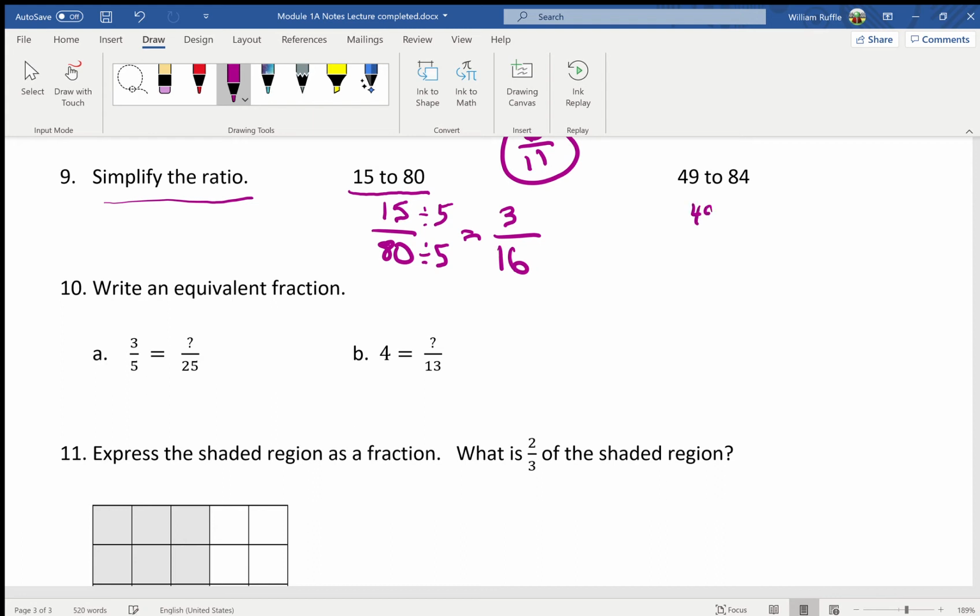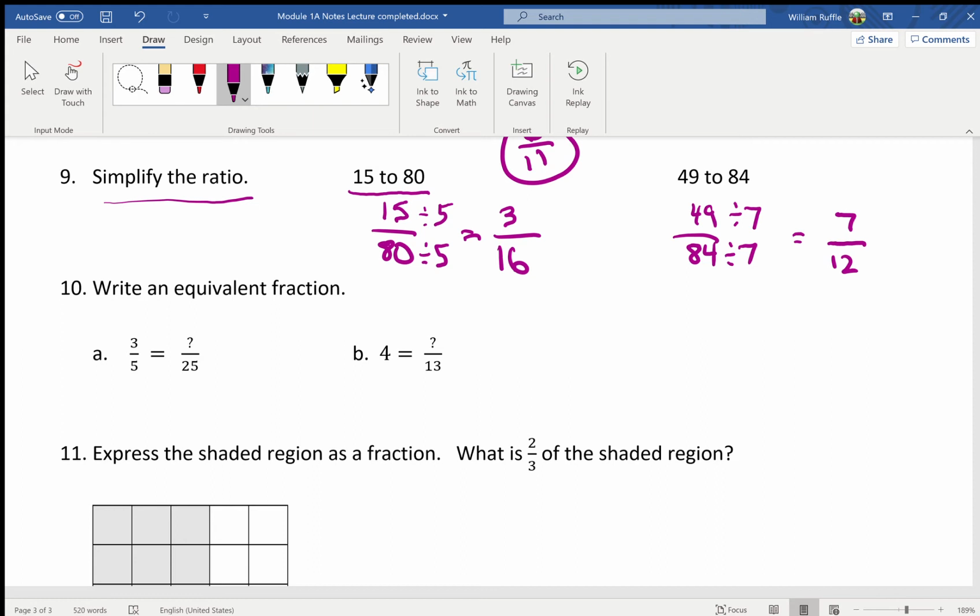Same thing here. 49 over 84. Now 49, only 7 goes into that. And if I look on my chart, I'll see they're both divisible by 7. So I get 7 over 12. And that's all you got to do.